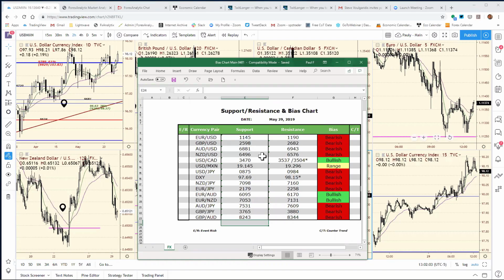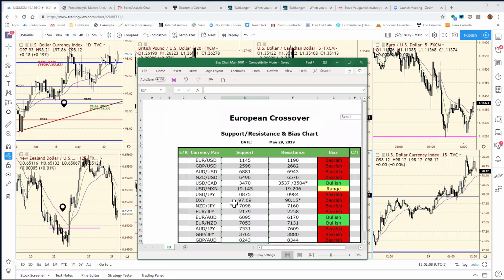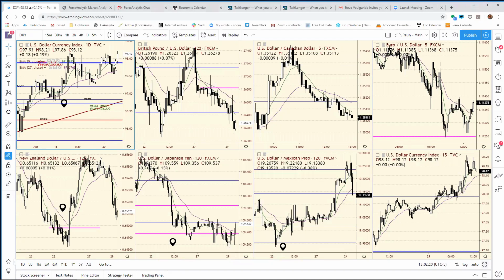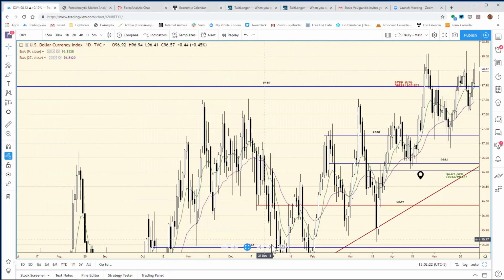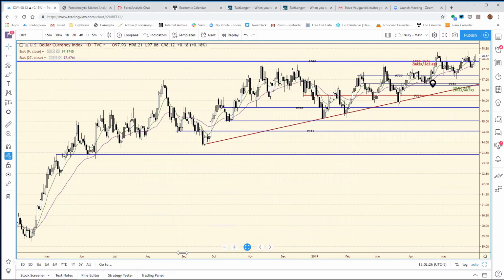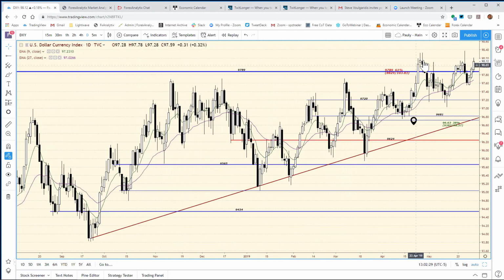Referencing the bias chart for today, the key level is 98.15. We have the asterisk because that's a key level on the daily. We'll move into the cash dollar index, and right there you see that 98.15. If we can get a close above that, that would open the door for another leg higher, but we have to get that close.